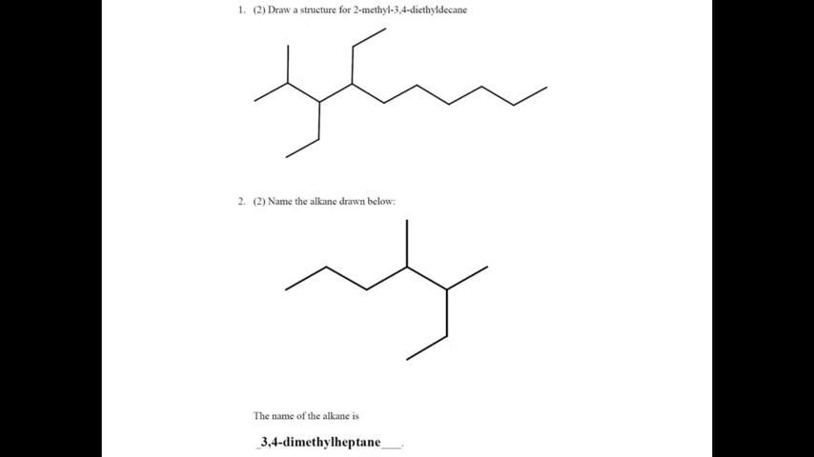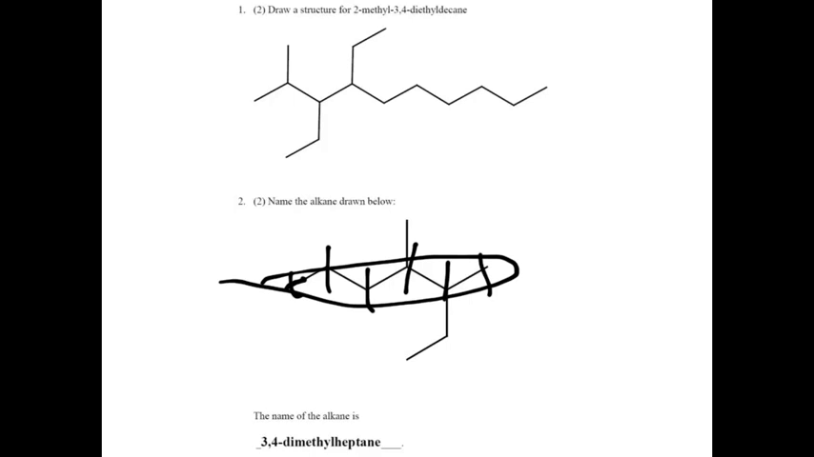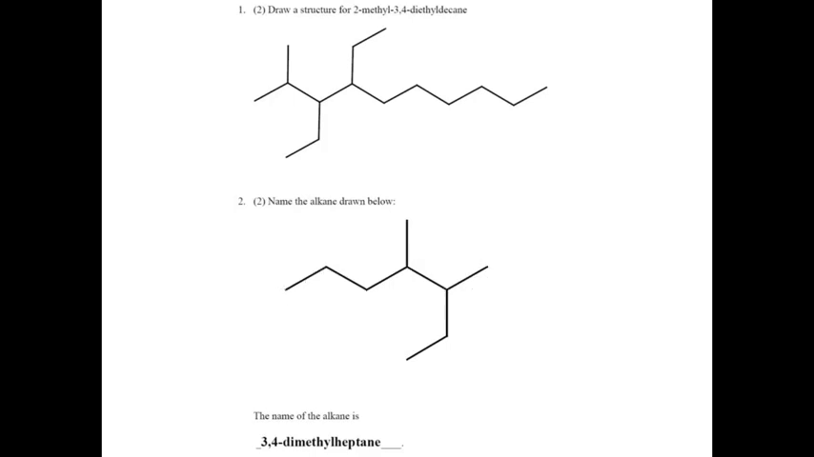Okay, the second one, name the alkane drawn below. Some of you might have fallen for the old left to right thing and gone 1, 2, 3, 4, 5, 6 and called this a hexane. But remember that we can go around the corner and now it becomes a heptane. So we go 1, 2, this is going to be 3 and 4. So it's going to be a 3,4-dimethyl heptane. How many got these both right?